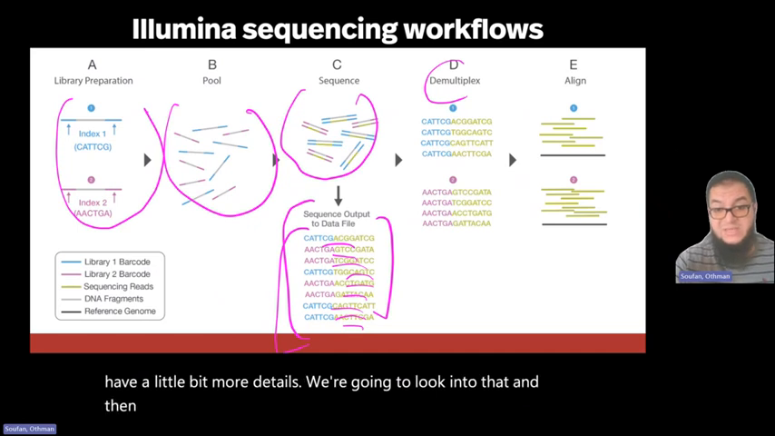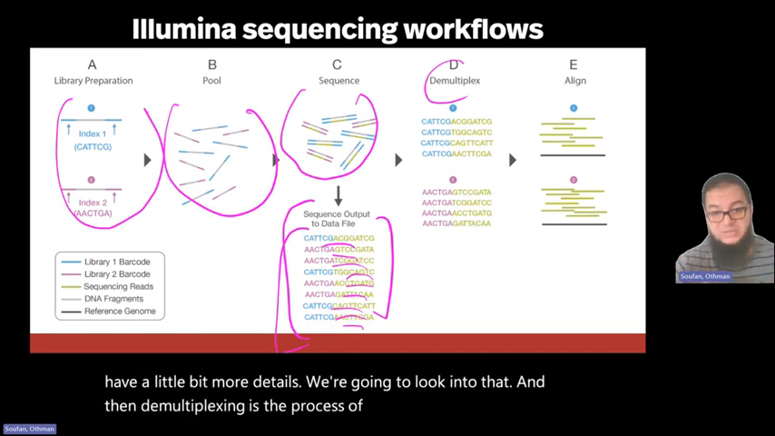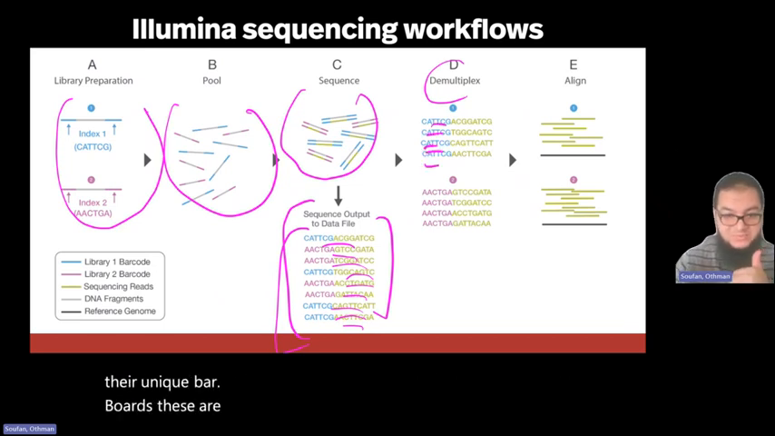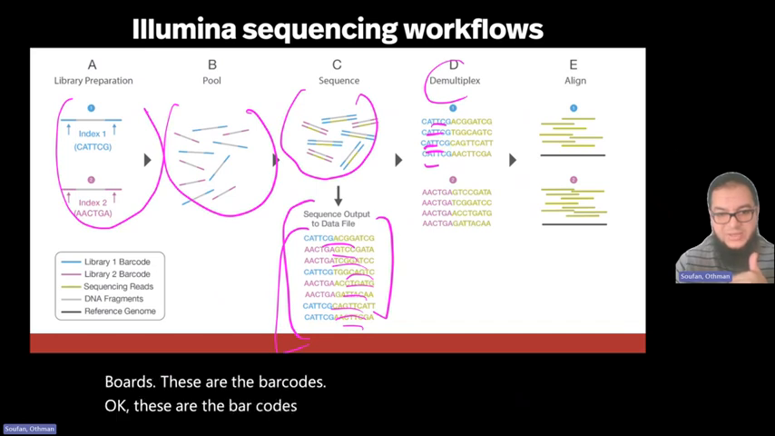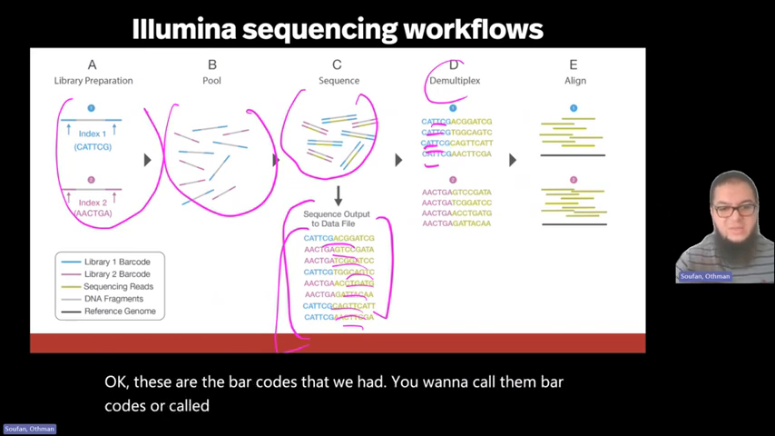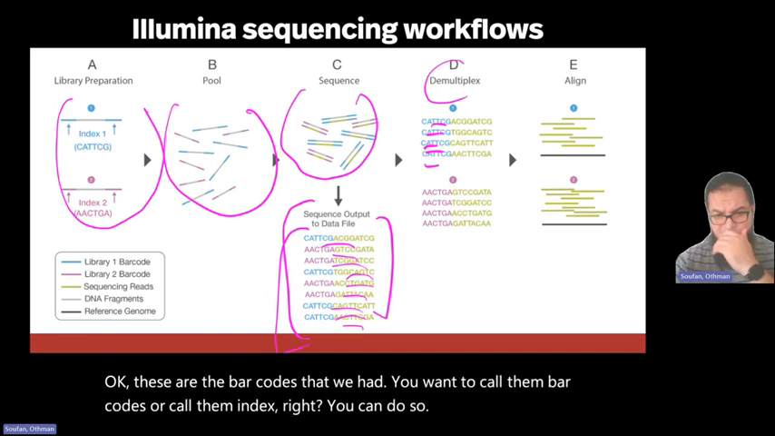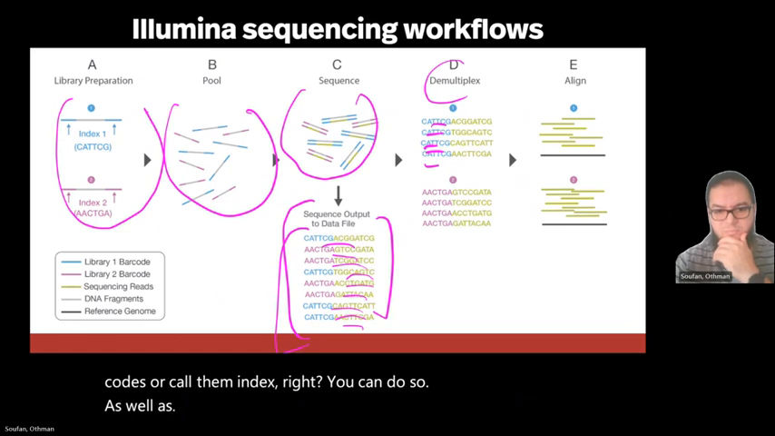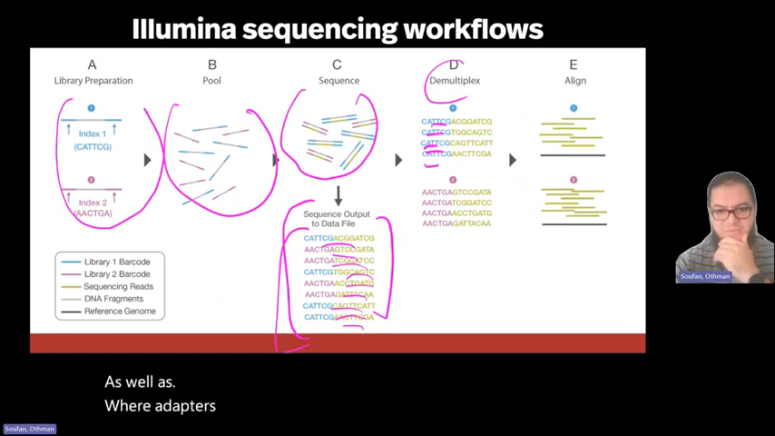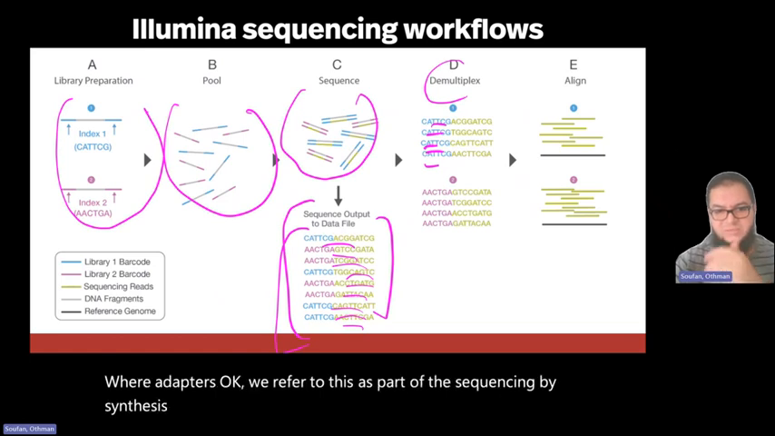And then demultiplexing is the process of sorting these reads based on their unique barcodes. These are the barcodes that we had. You can call them barcodes, you can call them index, you can do so, as well as adapters. We refer to these as part of sequencing by synthesis as adapters.